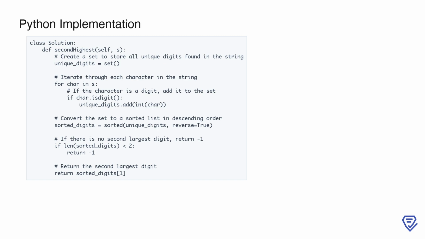The function checks if there are at least 2 digits in the sorted list. If not, it returns -1 because there is no second largest digit. Otherwise, it returns the second largest element, which is at index 1 of the sorted list.